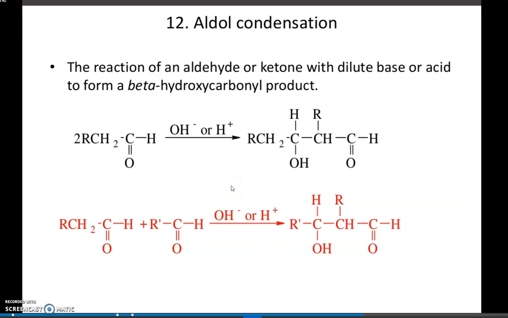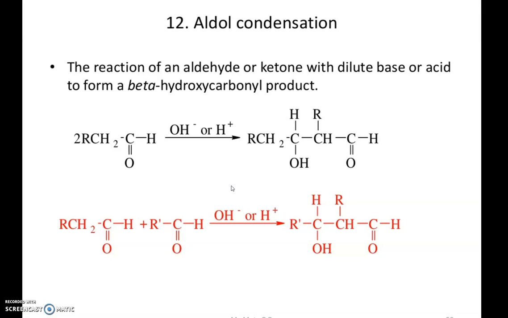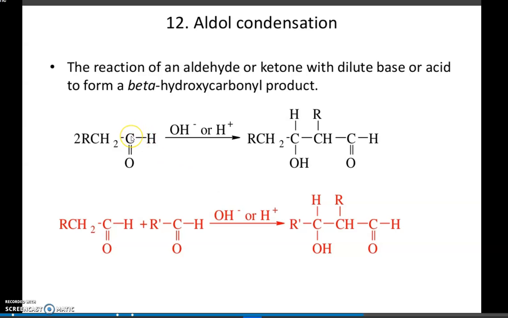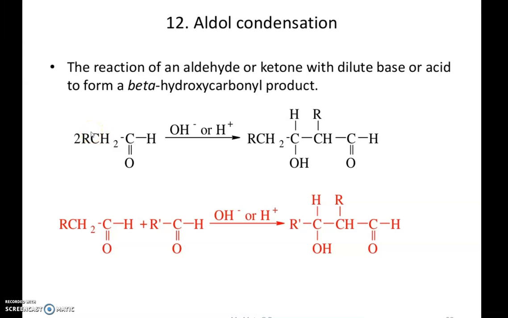So what do you mean by beta hydroxy? We know what alpha hydrogen and beta hydrogen are. The carbon which is attached to the functional group is the alpha carbon. So here this carbon is known as alpha carbon and this hydrogen is known as alpha hydrogen. If there is more carbon attached to this, we call it beta carbon and beta hydrogen. So in this reaction we'll get a beta hydroxy carbonyl product.